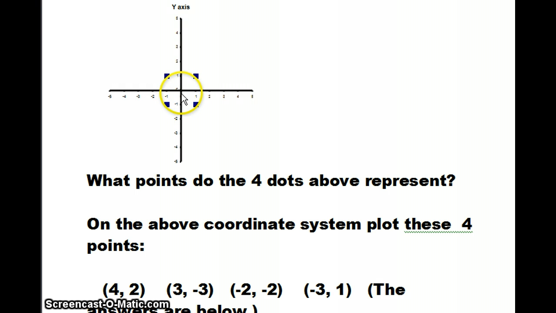Again, we go back to the (0, 0) point. We go right 1 unit, which is positive, and we go down 1 unit, which is negative. So the x is positive 1, the y is negative 1. So this point is (1, -1).